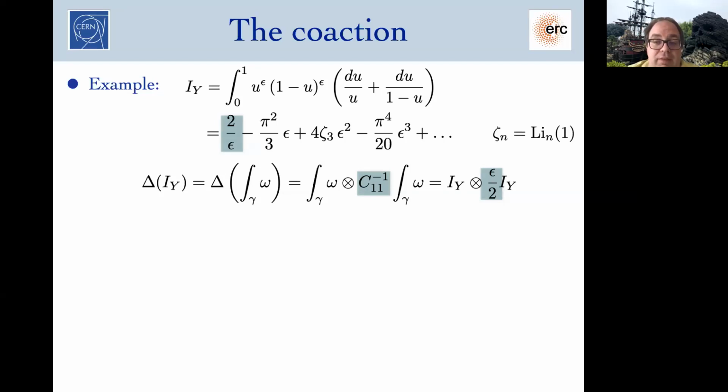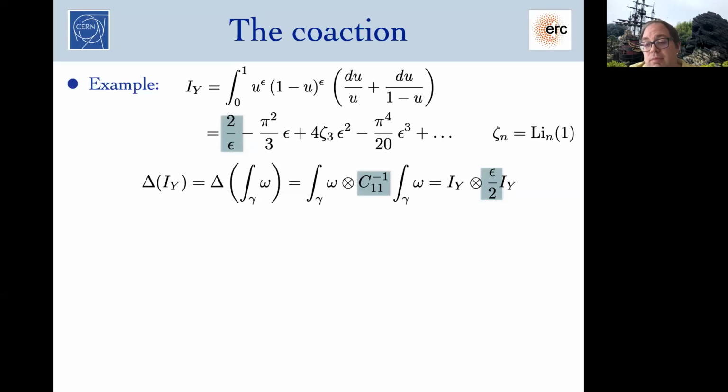Ruth will comment, I think, more precisely on where this factor comes from. It's not so important to understand the basic concepts. Okay, so that would be the coaction on I_gamma. But now the question is, so what? I mean, that is a formula, I wrote it down. It's not particularly interesting. The interesting point is the following.